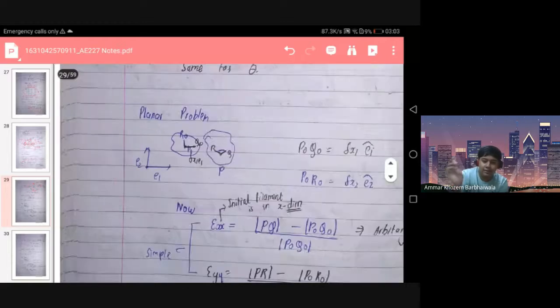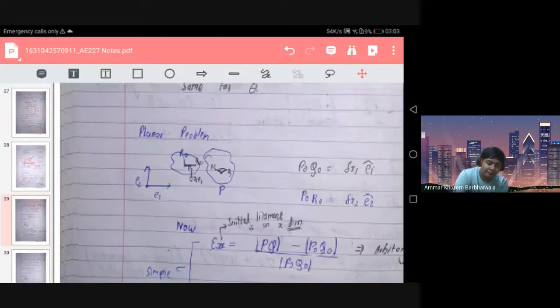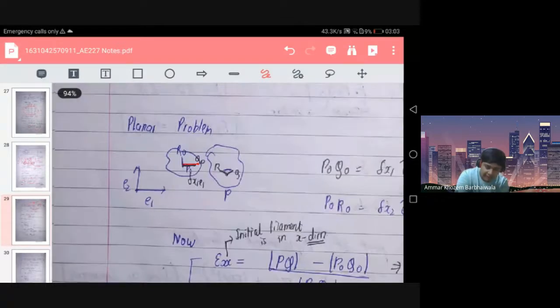Let's just consider 2 points. Basically, I have this PQ vector and this PR vector. Let's say the PQ vector transforms to something like this, and the PR vector too. The XX part, or epsilon 1 1, or epsilon XX part, tells me how exactly PQ is changing.